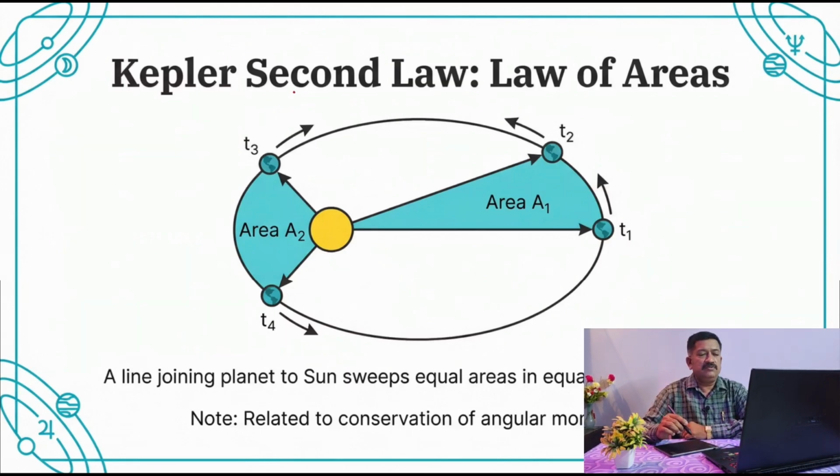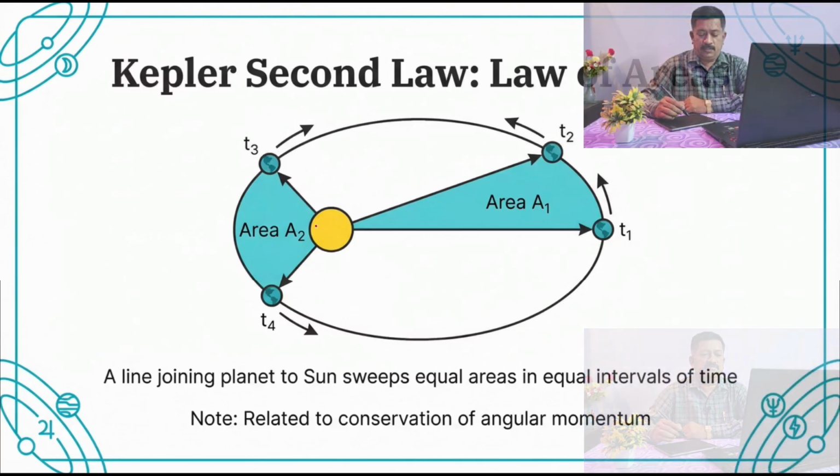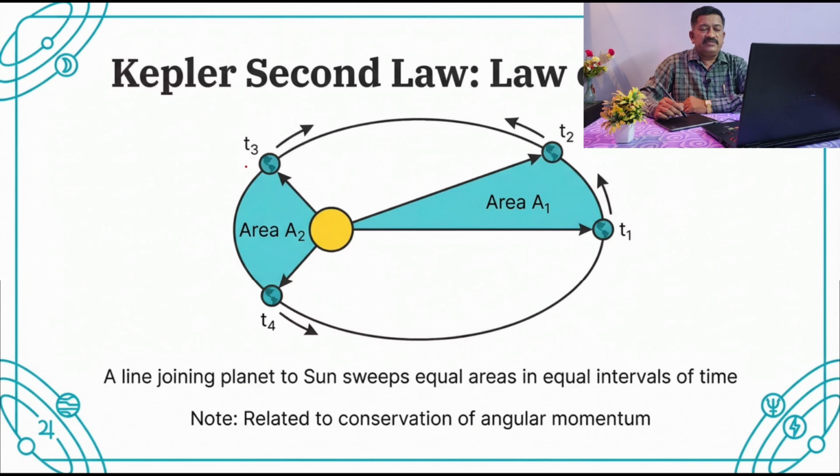Now we pass on to the second law, which is called the law of areas. When the law of areas is considered, look at this diagram. When the planet is very close to the sun, this is the left position. See here, at this position the planet is very close to the sun.